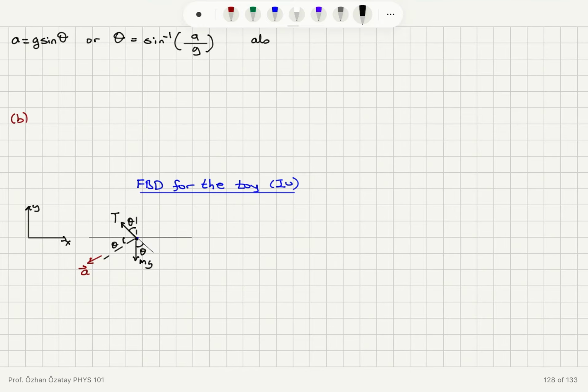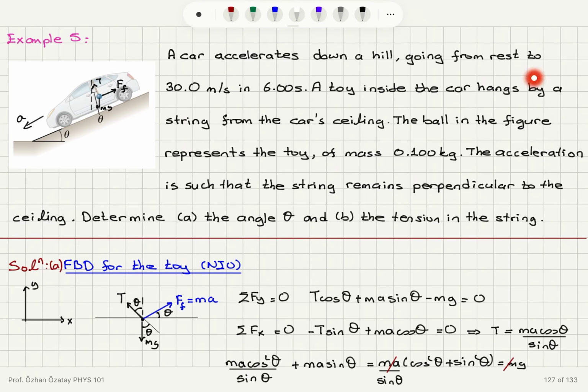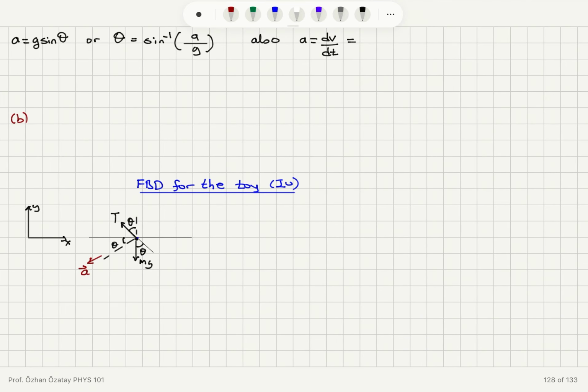Now also we have the acceleration of the car, that is dv/dt. We go from rest to 30 meters per second in 6 seconds. So delta v divided by delta t in this case is 30 divided by 6, which is 5 meters per second squared. So we find that the angle theta should be sine inverse of 5 divided by 9.8 meters per second squared, which gives us an angle of 30.7 degrees.